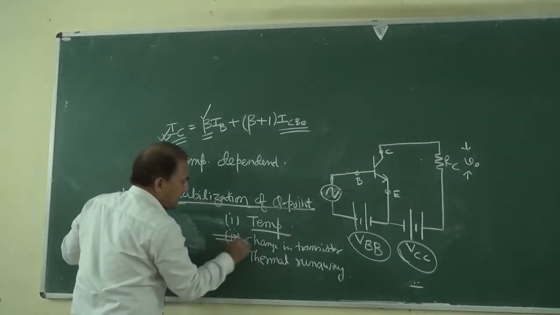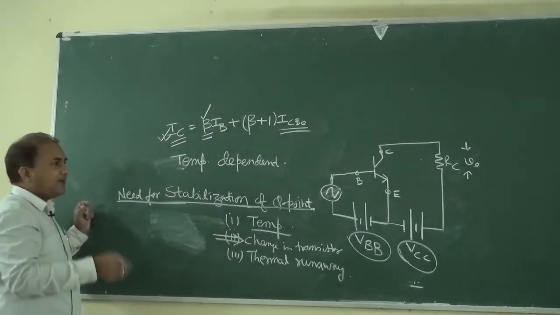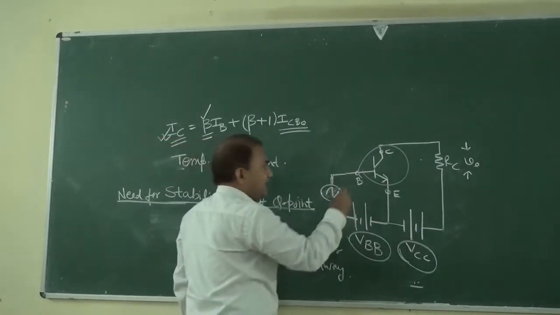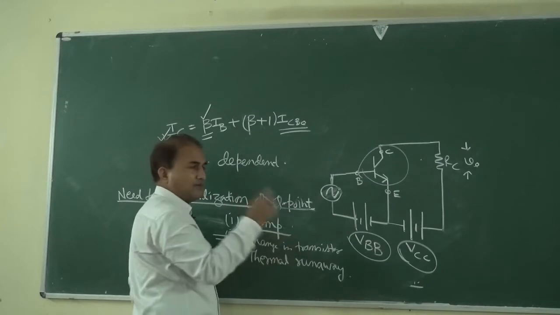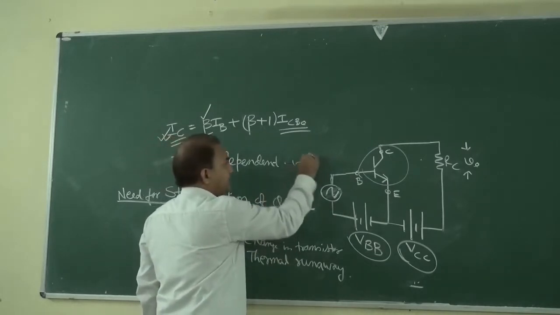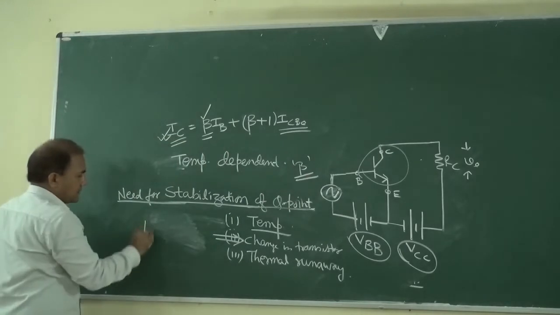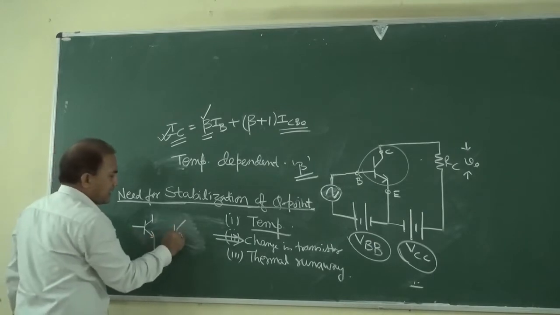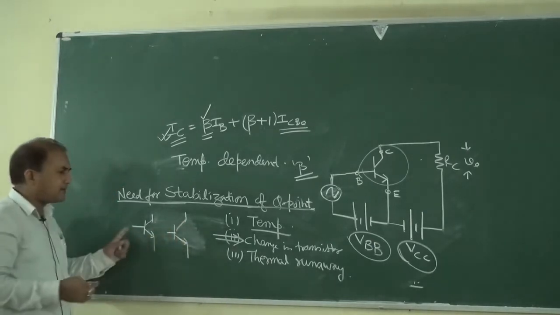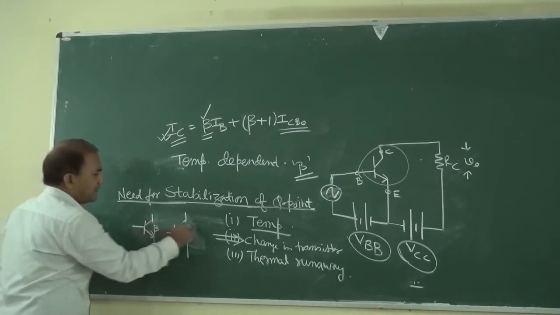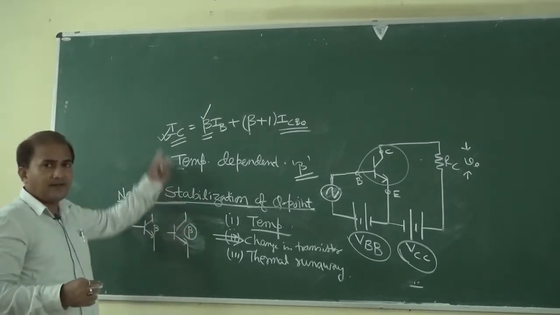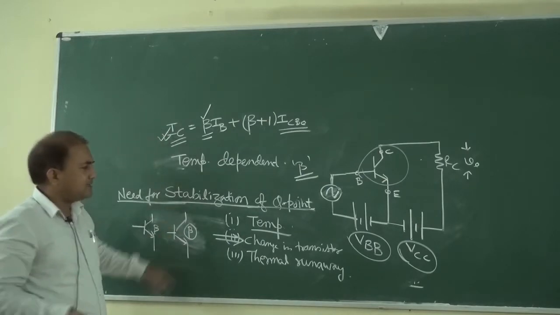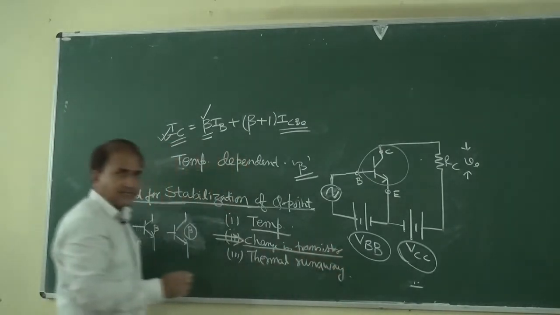Second is change in transistor. If this transistor is faulty, and we replace it with another transistor of the same type, then beta will differ. Suppose one transistor is faulty and we are replacing it with another one of the same family, then beta will differ. If beta differs, then definitely the operating point will change.